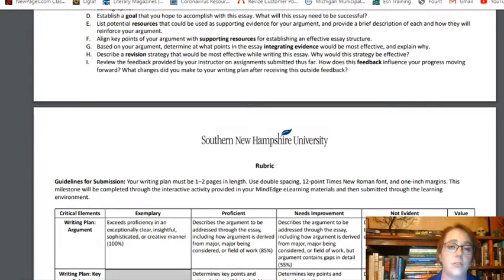The next thing that we're going to do is describe a revision strategy that would be most effective while writing this essay. And why would that revision strategy be? We're going to talk about revision quite a bit when we get to the point of revising these drafts. So I want you to consider, what revision strategies have you used in the past, what works for you, and what do you intend to use for this? Remember, all of our first drafts are shit, and that's okay. They are meant to be bad. That's why they're drafts. What are you going to do to make it better?